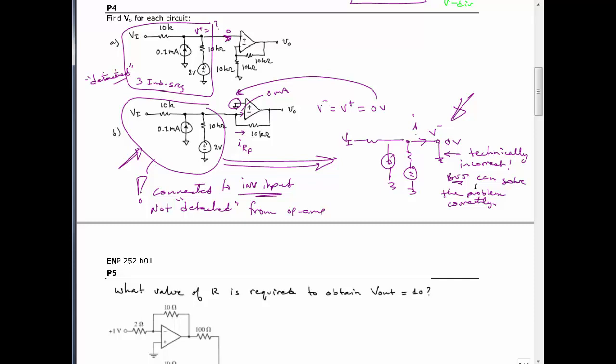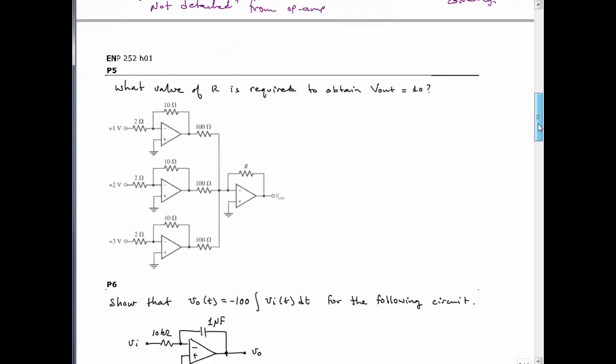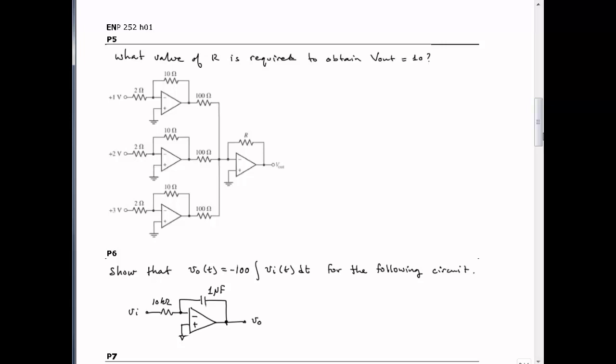This current I will be the same as if you had not claimed that it was grounded, but instead you just said it was at 0 volts. Okay. All right, now let's move on to problem 5. What value of R is required to obtain Vout equal to 10 volts?